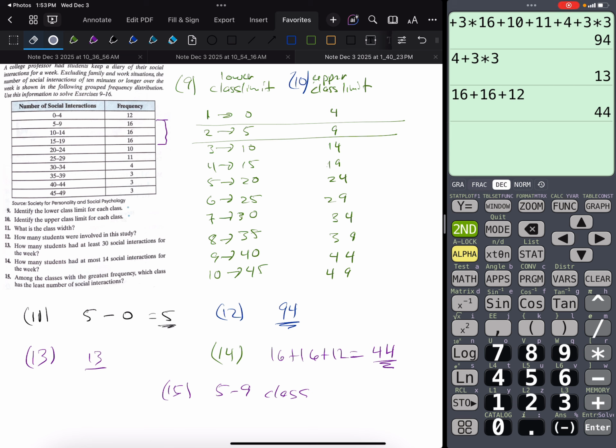I hope that helps us out as we work with these binned frequency distributions.